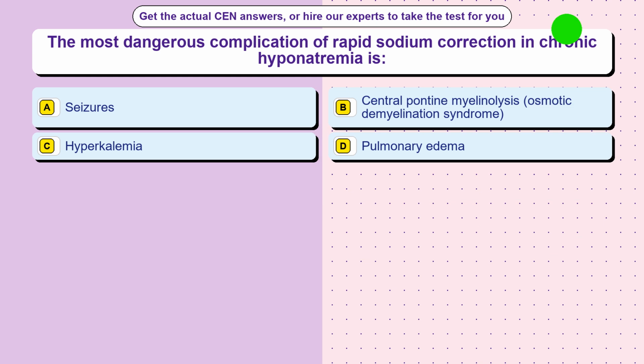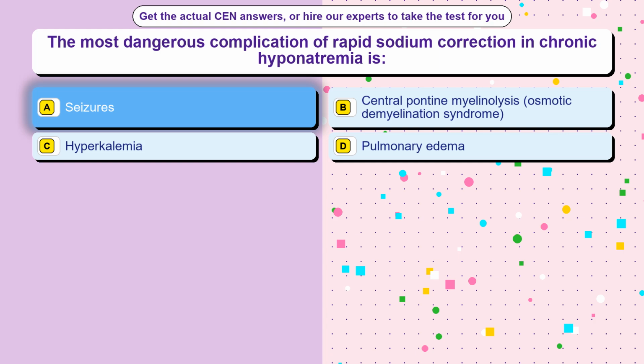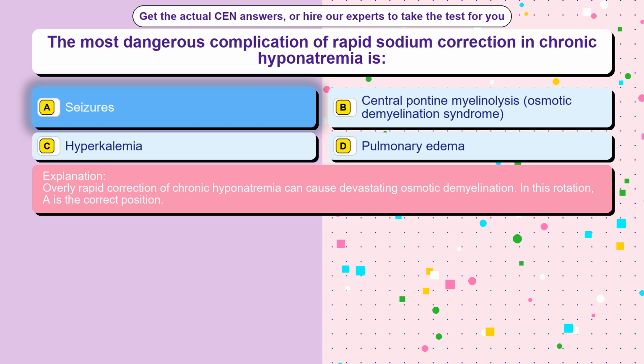Question 57. The most dangerous complication of rapid sodium correction in chronic hyponatremia is: Option A, seizures. Option B, central pontine myelinolysis, osmotic demyelination syndrome. Option C, hyperkalemia. Option D, pulmonary edema. The correct answer is option A, seizures. Overly rapid correction of chronic hyponatremia can cause devastating osmotic demyelination. In this rotation, A is the correct position.